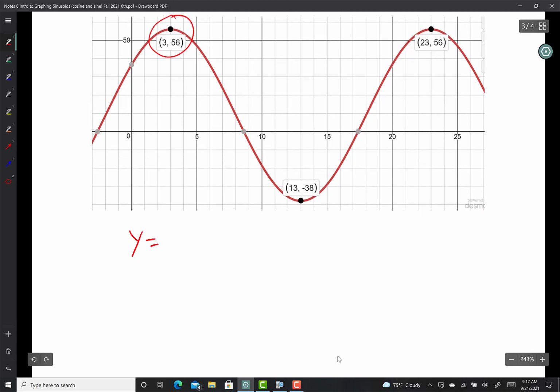So first, write out cosine. Y equals a cosine b, x minus c, close, plus d. Just go down the alphabet. I know that the midline is in the middle between the highest and the lowest. How do you find the middle of anything? Divide by 2.